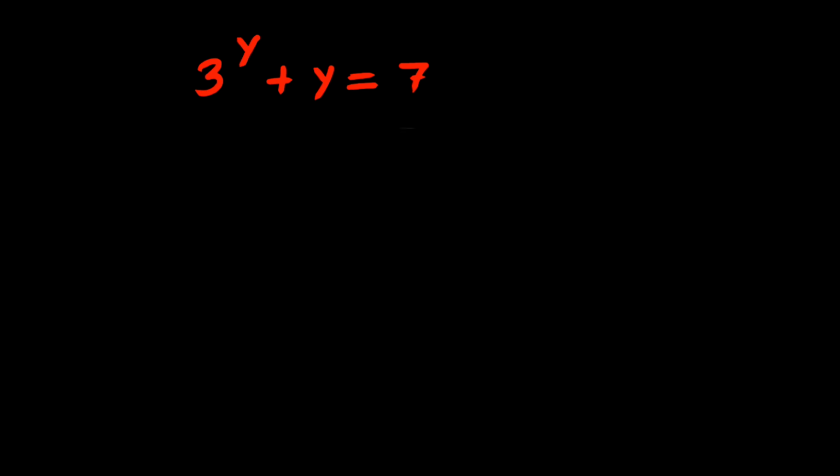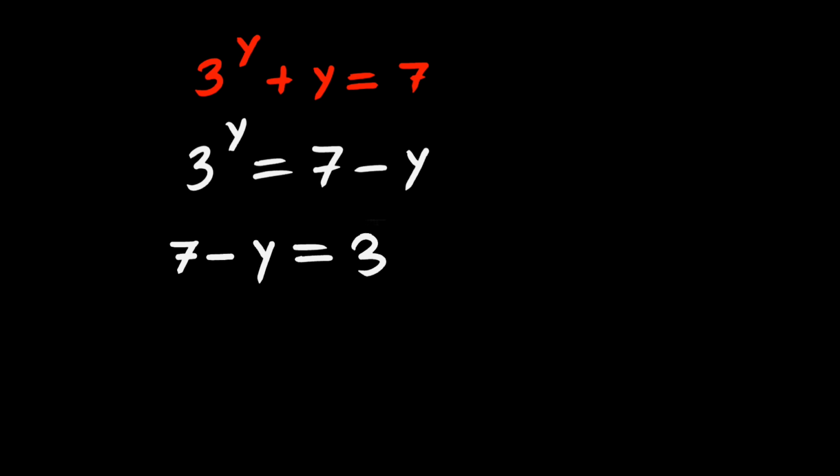Now at first glance, this doesn't look like a typical exponential equation. We have the variable y both inside an exponential term and outside the exponential term. That usually means our standard algebra tricks are not going to work. So let's begin. The first thing I want to do is move the y to the other side. That gives us 3 to the power y equals 7 minus y. And just for convenience, let's write it as 7 minus y equals 3 to the power y.